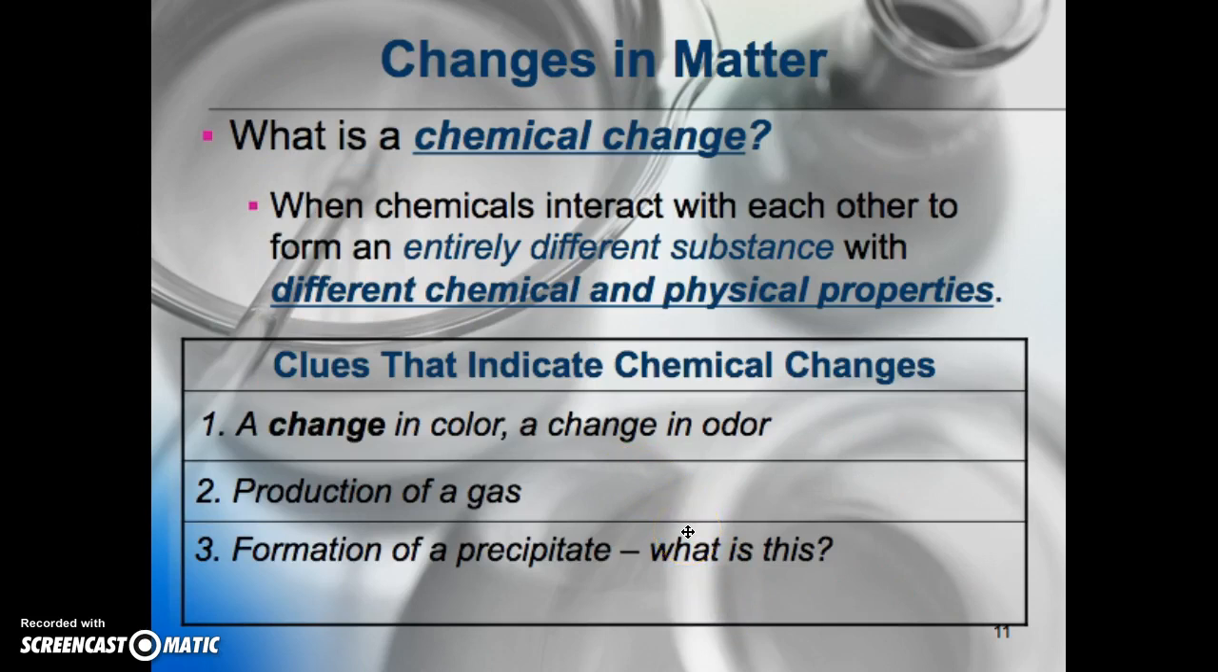A chemical change has occurred if you notice one of the following. Sometimes a change in color, sometimes there's a gas produced, sometimes you see a precipitate, which is basically a solid that's suspended in a liquid. We're going to do a lab next week and you're going to get to see what a precipitate looks like. You'll see a solid within a liquid, so two different phases there.